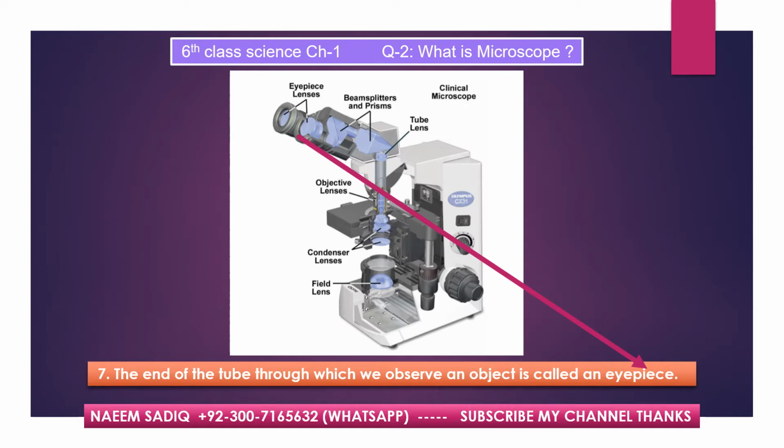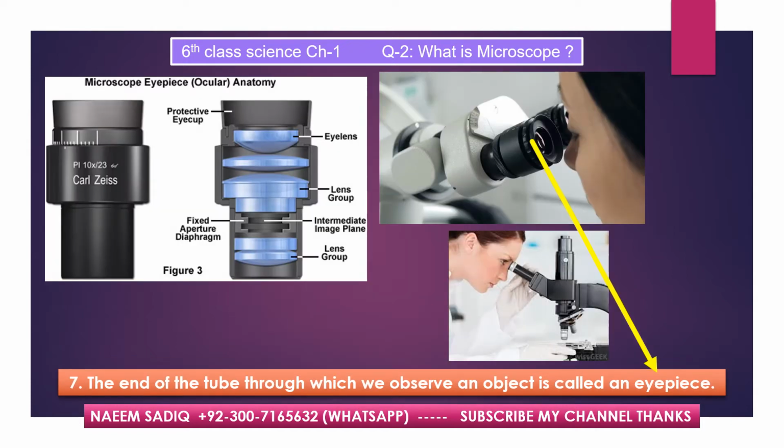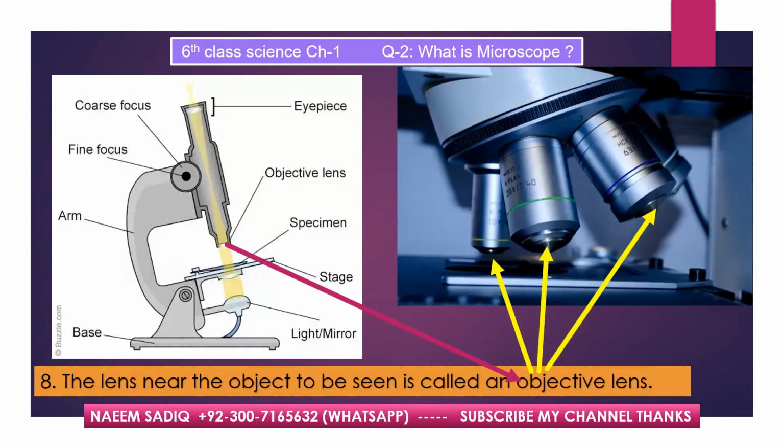The end of the tube through which we observe an object is called an eyepiece. The lens near the object to be seen is called an objective lens.